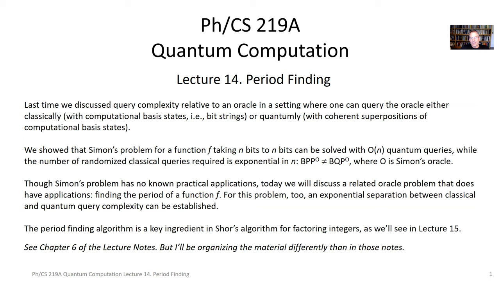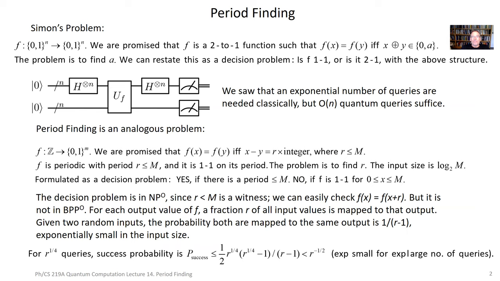So I remind you about Simon's problem. Here's one way of formulating it. We're promised that a function f is a 2-to-1 function with the property that two different inputs are pre-images of the same output if and only if the bitwise XOR of the two inputs x and y is the n-bit string a. And the problem is to find a. And of course, the number of possibilities for a is exponential in n. So that's not a problem that we can find easily the solution to by randomly querying the oracle with just classical queries. But quantumly, we were able to do it.